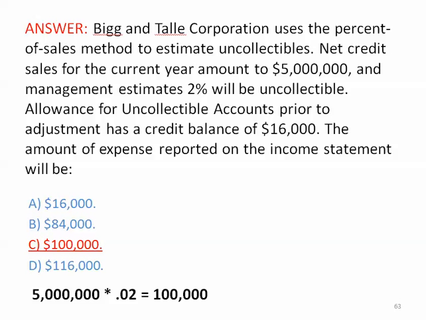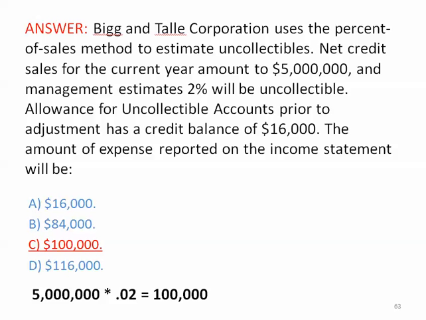Okay, the answer is going to be $100,000. How I do that is I take the $5 million credit sales times 2%. That gives me $100,000. It gave me extra information here. It told me the allowance for uncollectible accounts prior to adjustment has a credit balance of $16,000. That allowance balance is only relevant if you're using an aging method or aging of receivables method.